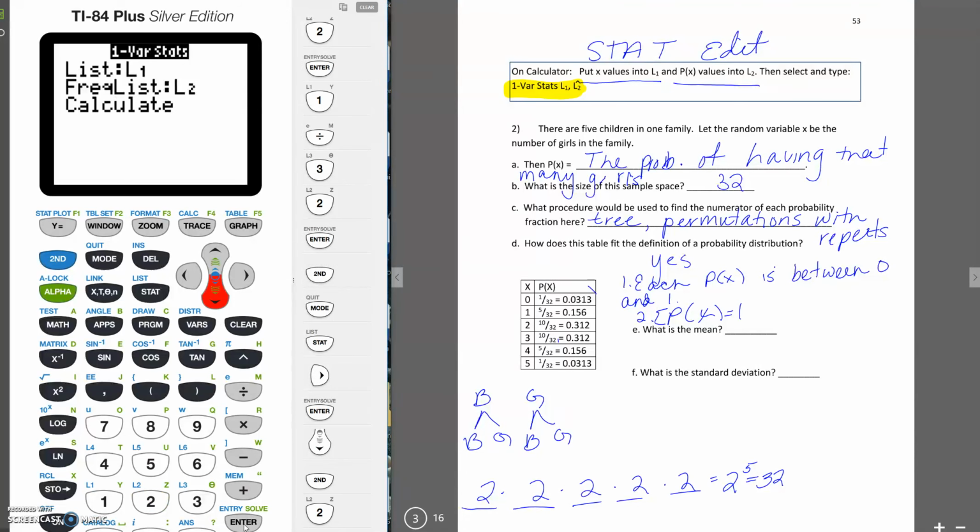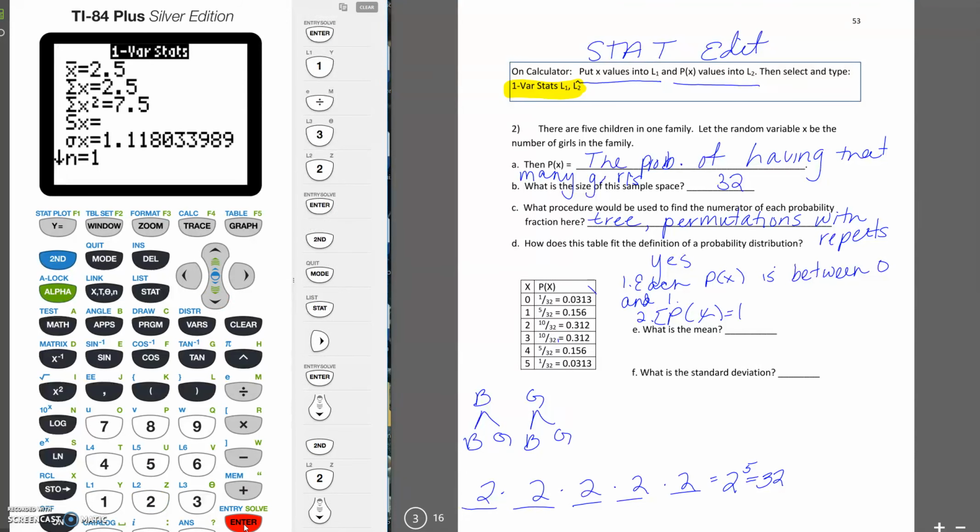So you'll hit calculate. You'll see something like this. So the mean where it has X bar, here it'll be 2.5. And for the standard deviation, it's where it says sigma X. So here we'd have 1.1. So that's how we find a mean and a standard deviation of a discrete probability distribution.